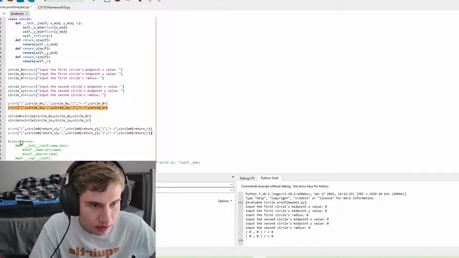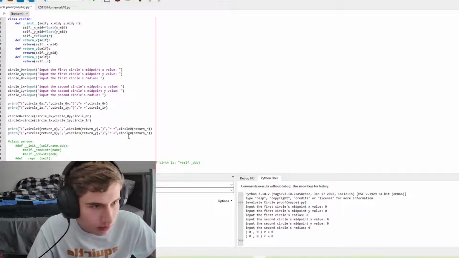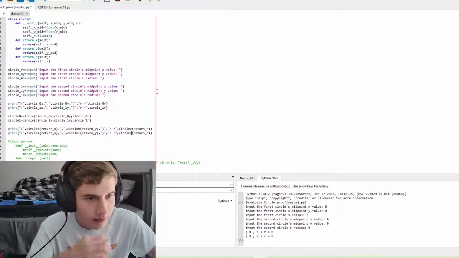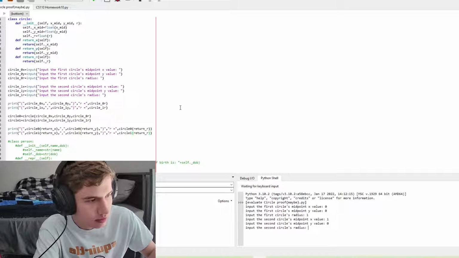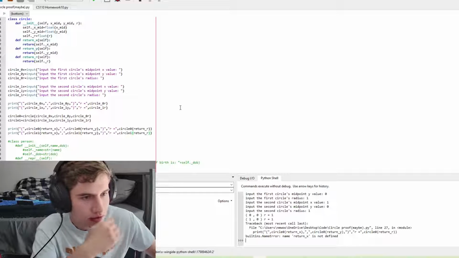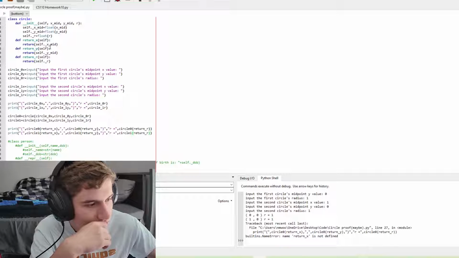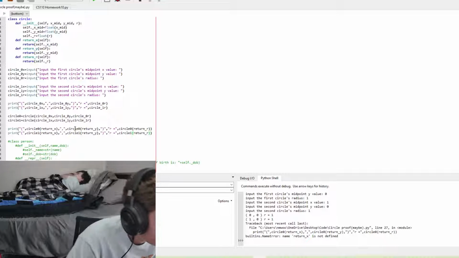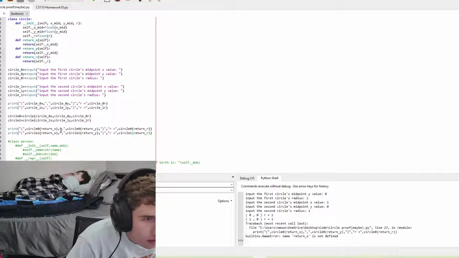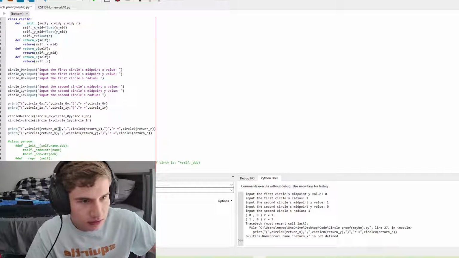Do the same thing over here. Change that to 1. Okay. And I run this. 0, 0, 1. Return underscore x is not defined. How? Oh, okay, I get it. Since this is a function, we need parentheses around it. I forgot about that.